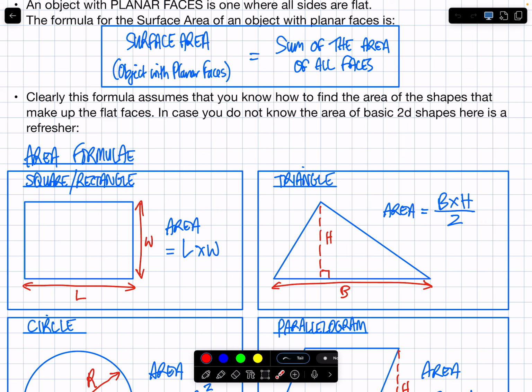Planar faces. If you wanted to replace that word, it could be flat faces. Anything that just has flat sides. Yeah?